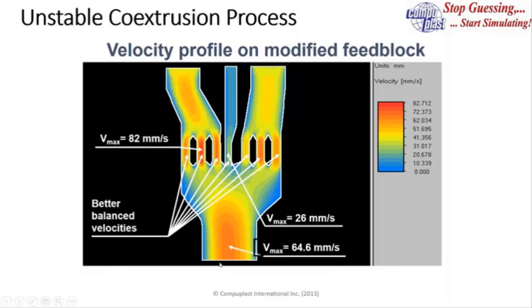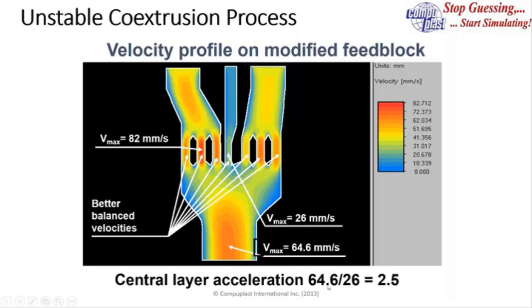Now, the merging velocity stayed the same because we have the same flow rate, the same gap, and the same geometry within the die. We didn't want to modify the die. So the only change that this resulted in was in the middle layer accelerating not 4.4 times, but 2.5 times.